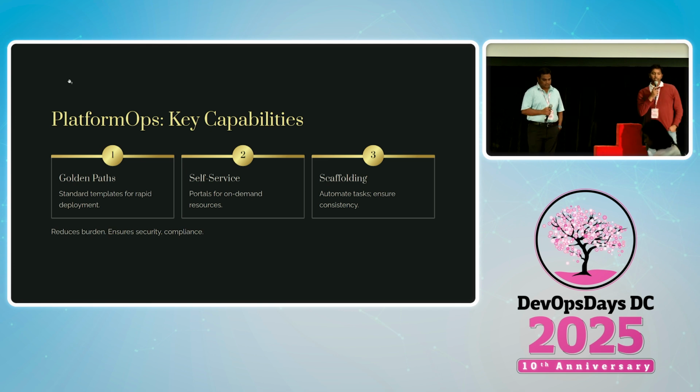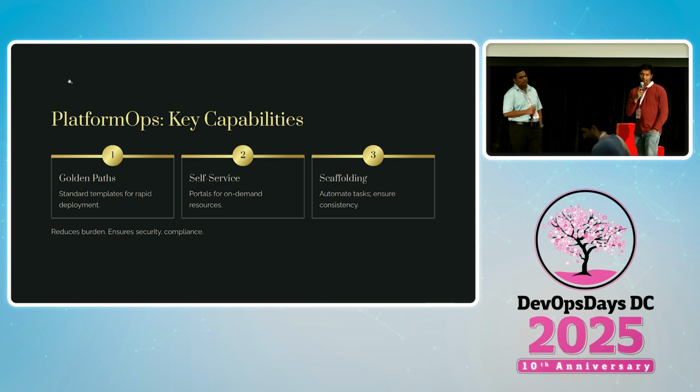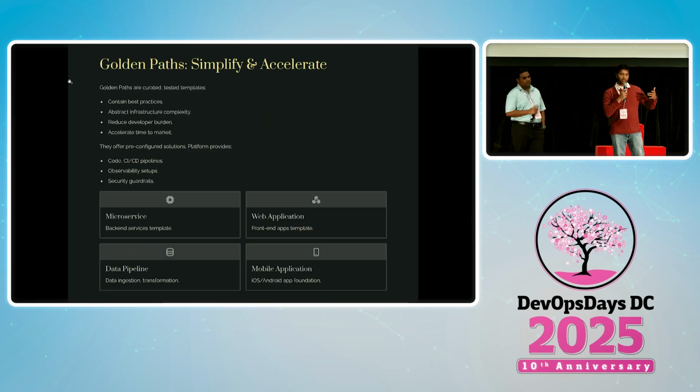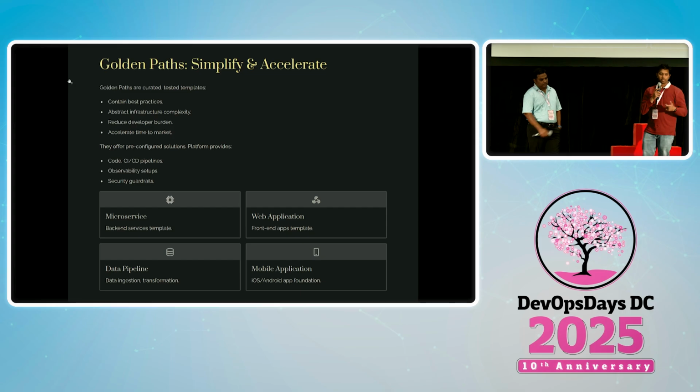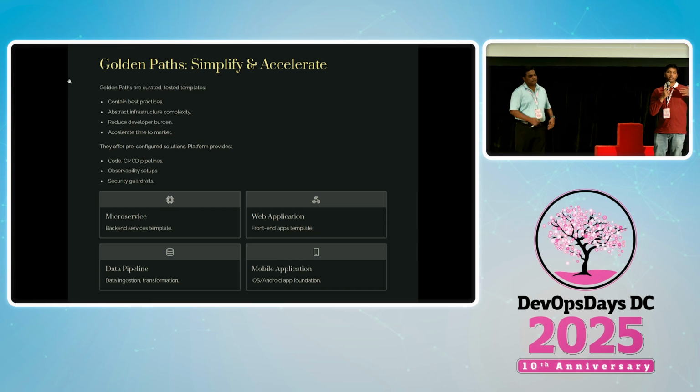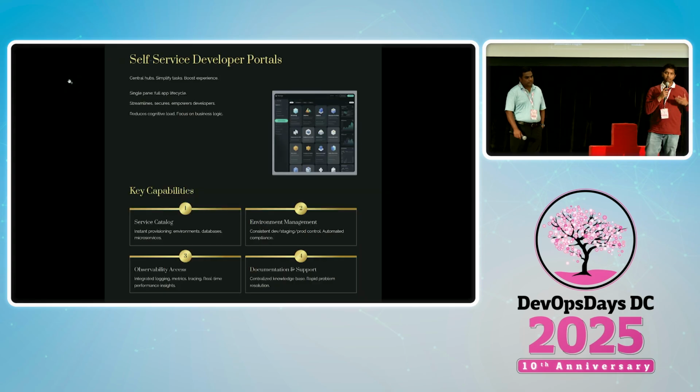So here it has three capabilities: golden paths, self-service tools, and scaffolding. So what are golden paths? It's basically a template or a standard at enterprise scale where you pick and choose any of them, like a microservice, data pipeline, or any web application. All the templates come with all the observability setups and everything, and are well tested by the platform ops teams.